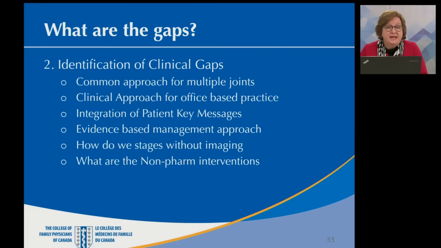So what are the gaps that we currently have? Currently, within the guidelines, we don't have a common approach to assessment and examination when a patient has more than one joint involved. We don't have a good clinical approach in any of the guidelines to office-based examination. And we don't have a good integration of key messages for patients to help with self-management and education.